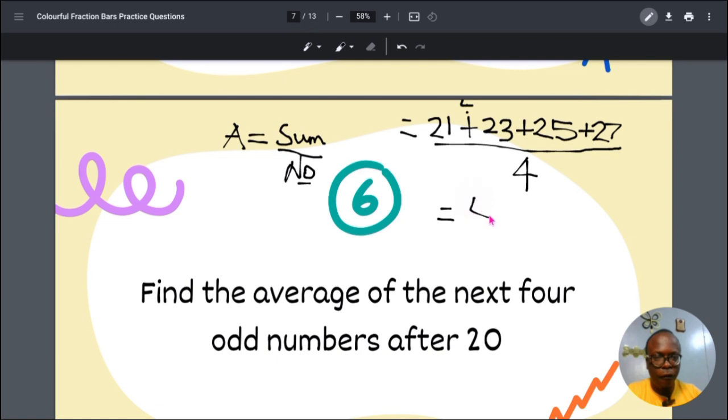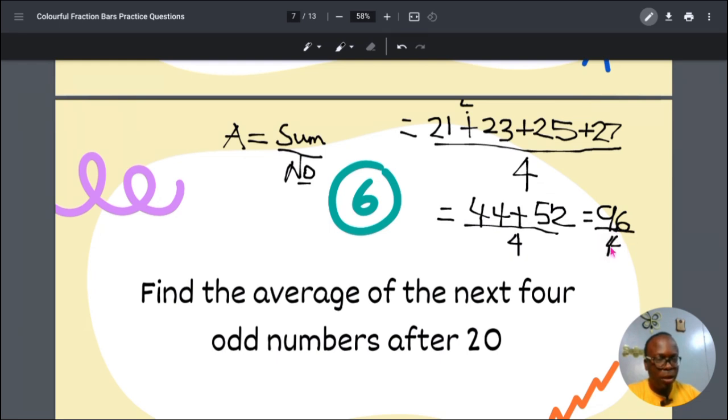Okay, 44, and then 25 plus 27 should give us a 52. So we are adding that and dividing by 4. So when you add this and you divide by 4, it will give me a 96 divided by 4. Okay, so how many 4s make up 96?